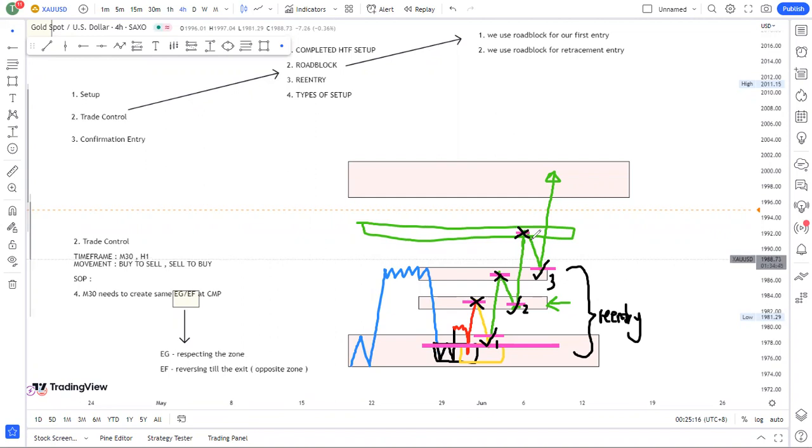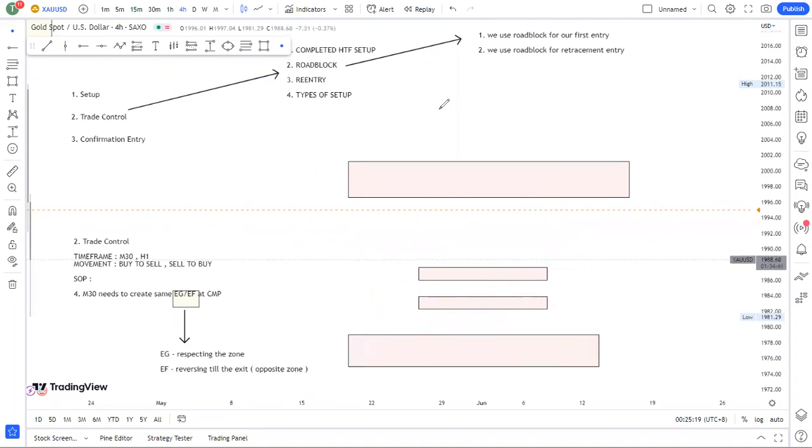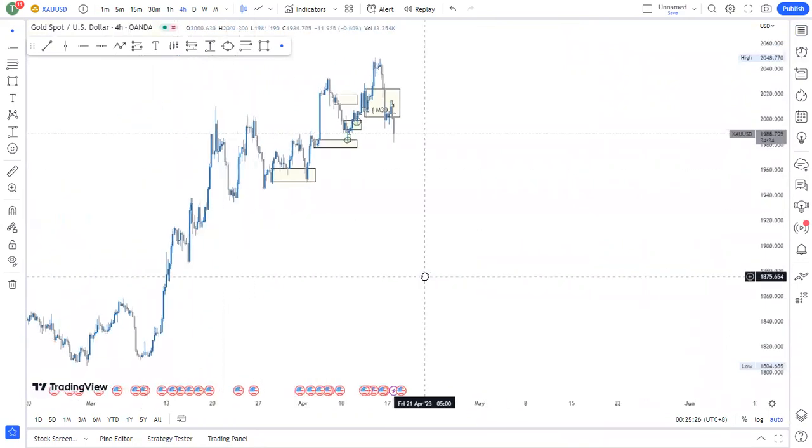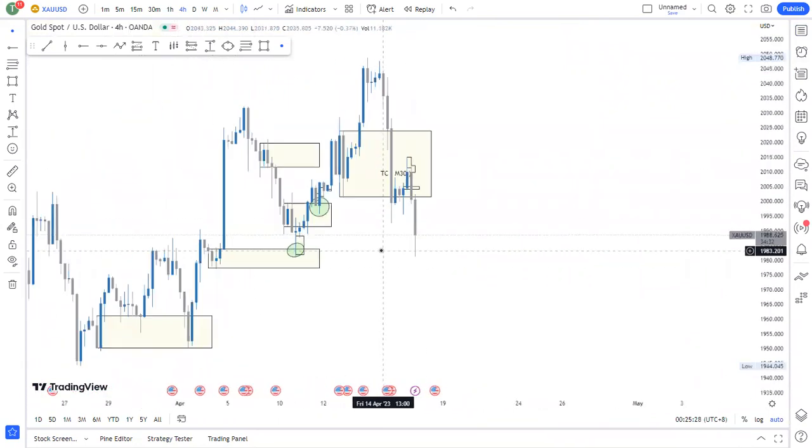Yes, I understood. So let's go to the chart to make it more clear and fun. So yeah, don't worry. By tomorrow, you will already be able to trade on your own.